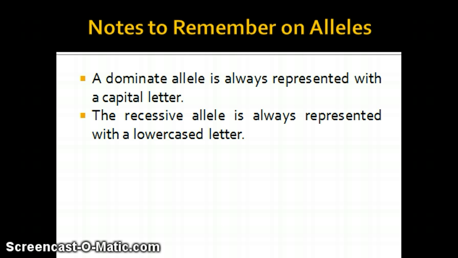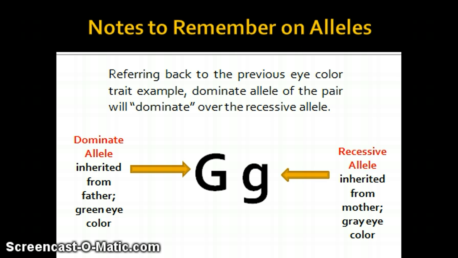Referring back to the previous eye color trait example, the dominant allele of the pair will dominate over the recessive allele. The allele inherited from the father is dominant over the allele inherited from the mother. The mother's allele is recessive. In other words, the green eye color allele will be dominant over the gray eye color allele.